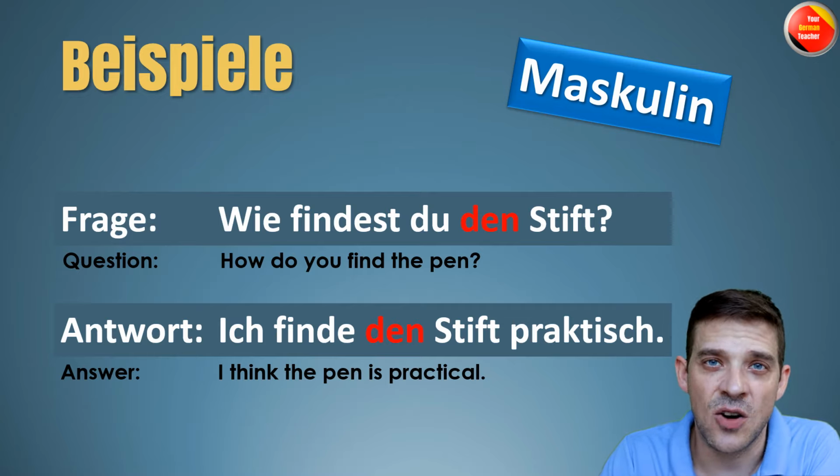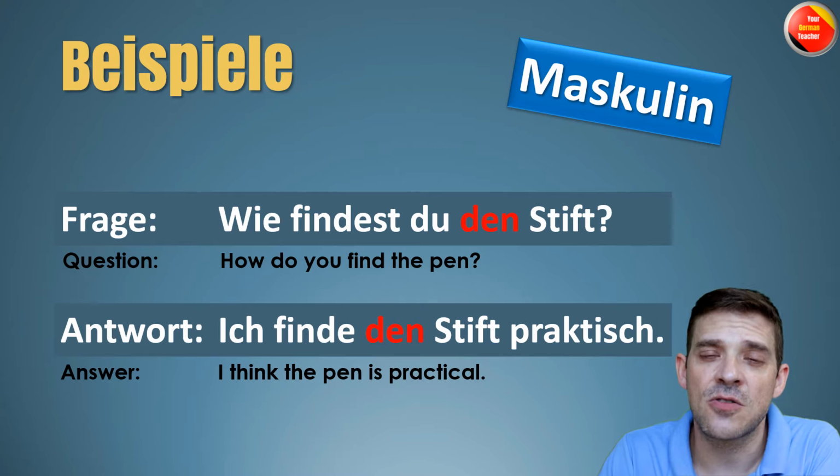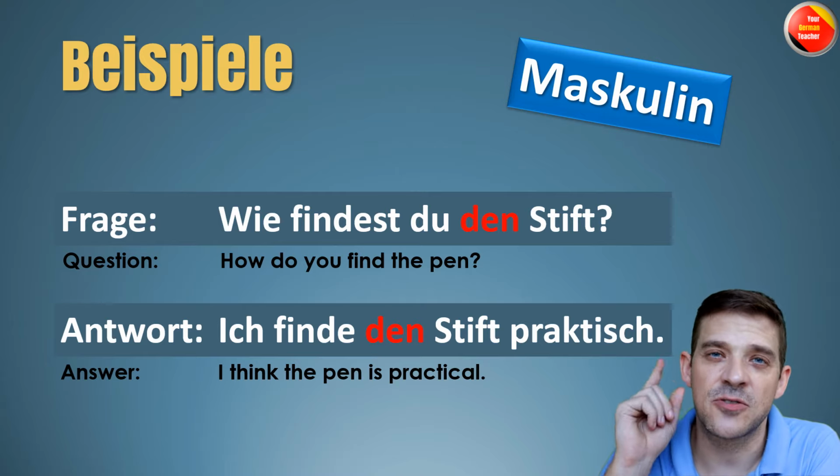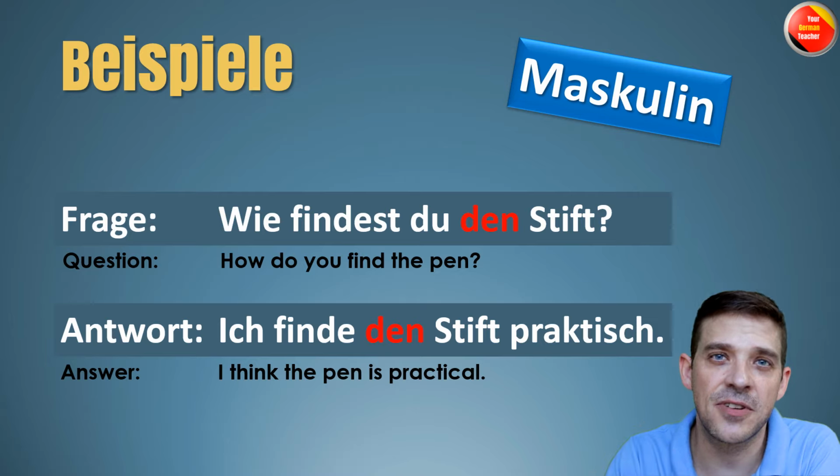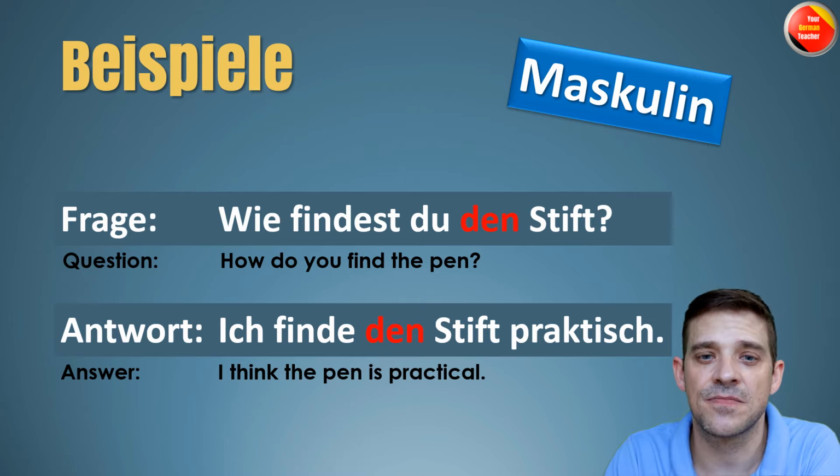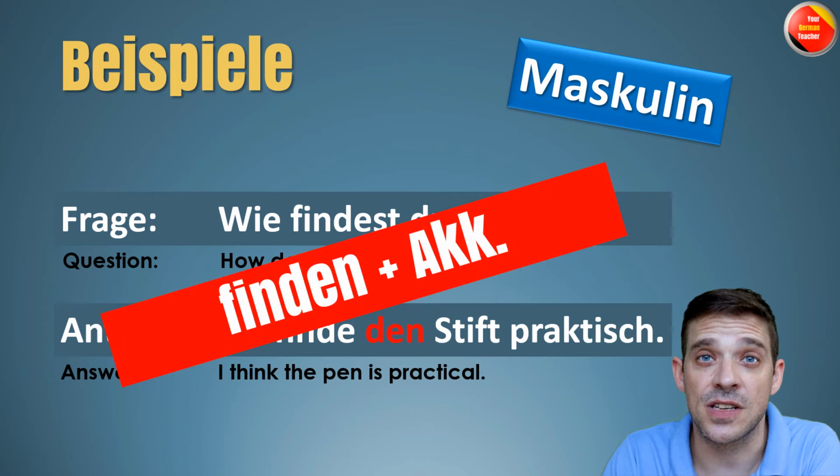So again, the pen is the object. Finden is plus Akkusativ. Pen is masculine, so you have to change the article. Here the definite article, den. Ich finde den Stift praktisch. Finden plus Akkusativ.